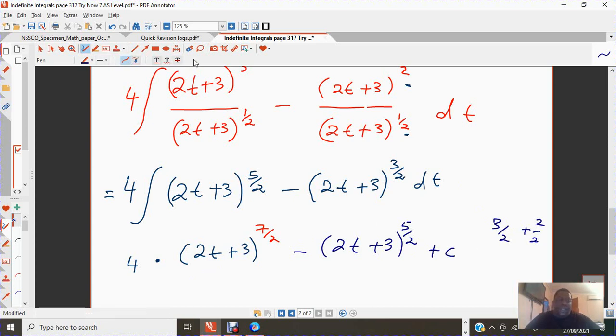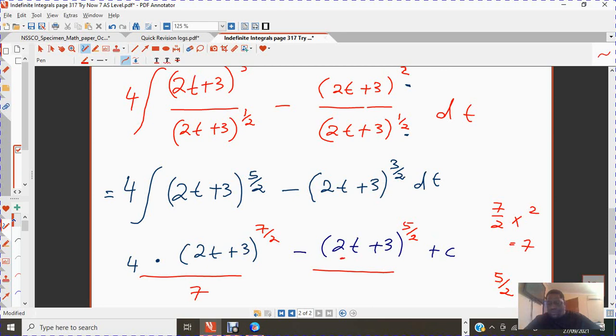But now I'm not done entirely, so I'm going to come back here. Let me put this also in red, because I want you to be able to see what I have done there. Now I'm going to take that 7 over 2 and multiply. If you multiply 7 over 2 times 2, you're just going to be left with 7. So all of this will be over 7. And the same applies here. If you multiply that 5 over 2 with this value of 2, you will be left with 5. Okay, so we're nearly there.